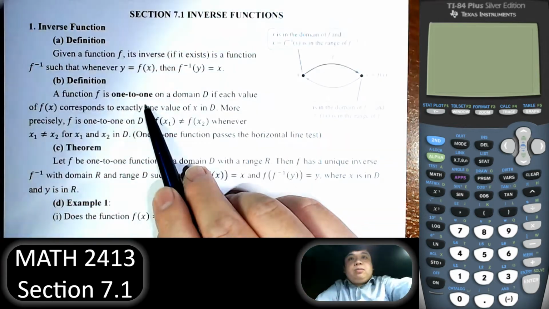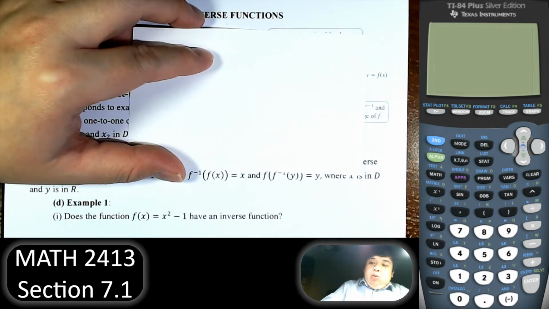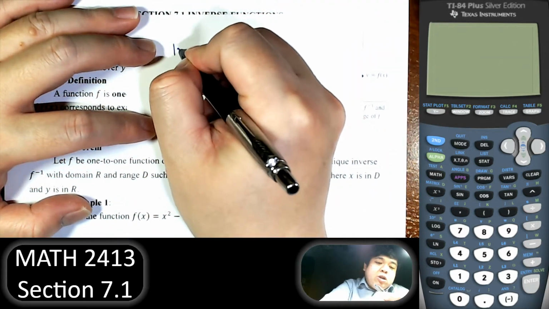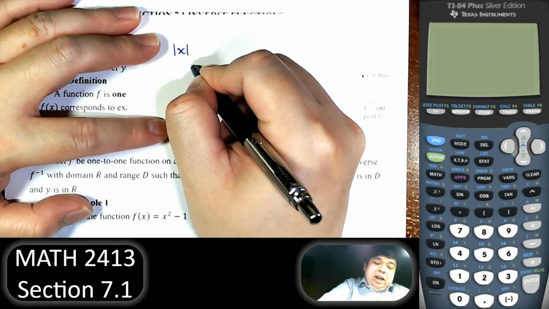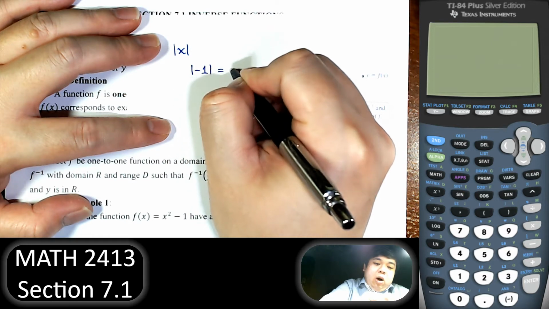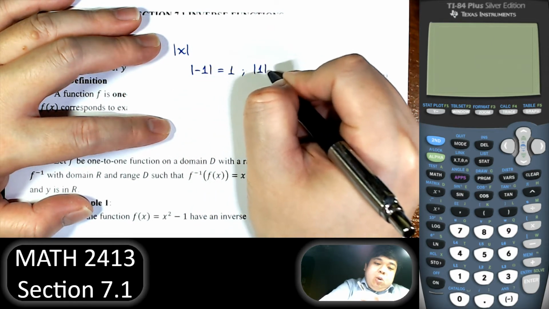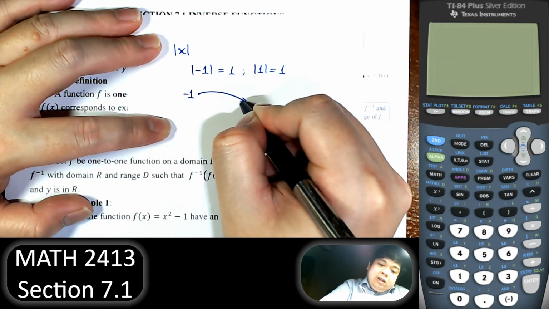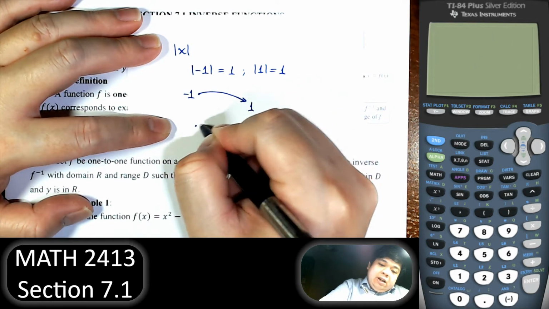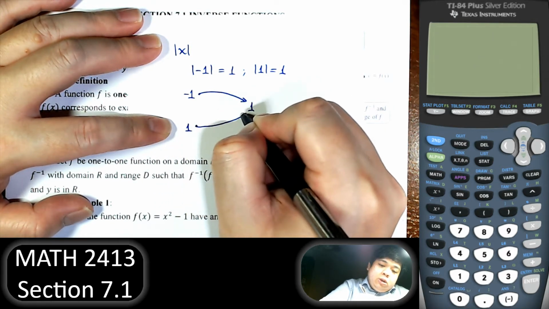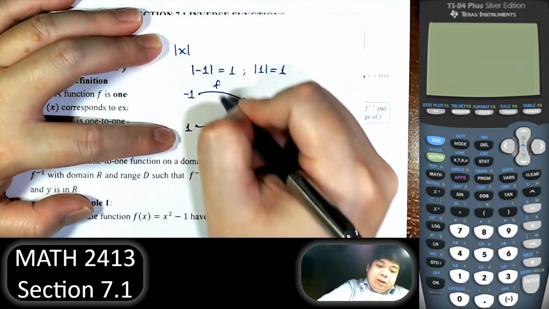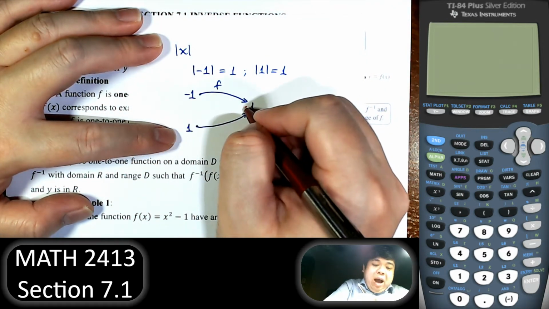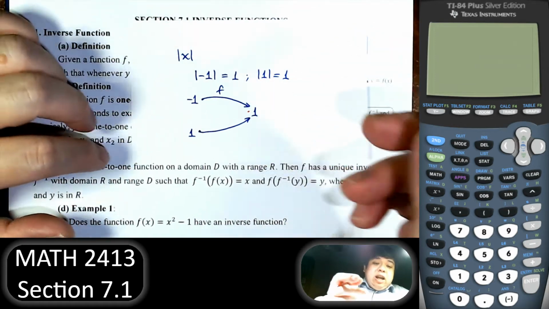If we have a function that has two different x values going into one y value, for example, we talk about absolute value of x, then the absolute value of negative 1 is equal to 1, and the absolute value of 1 is also equal to 1. So in that case, we have negative 1 go to 1, and then 1 also goes to 1. So that is the function. Now the inverse, then we go from 1, we don't know which one do we go back to, negative 1 or 1. So our function has to be one-to-one.